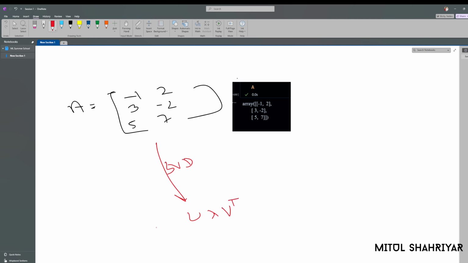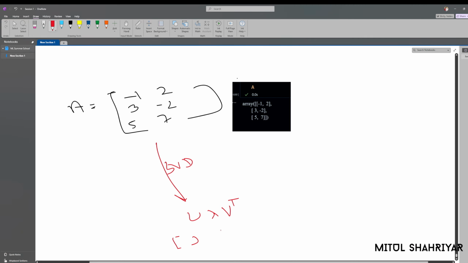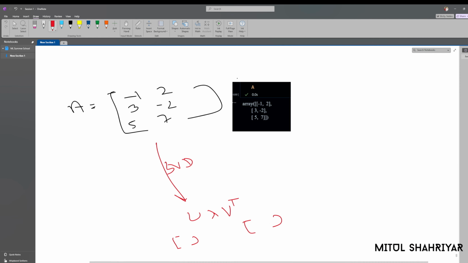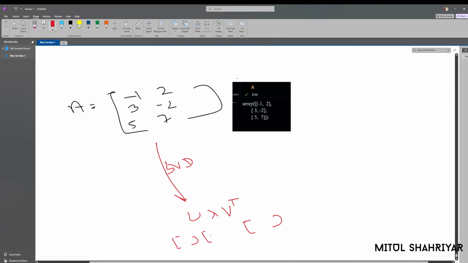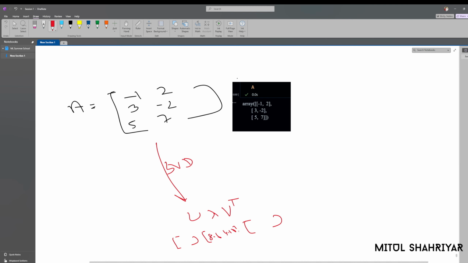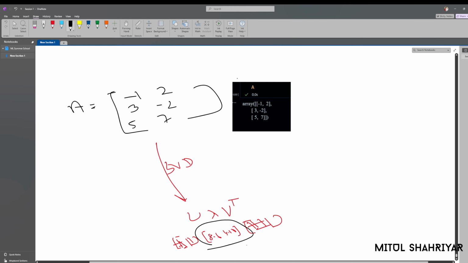Okay, great. So we have U. I am not adding the value of U. We have lambda, some values in lambda, and we have some values in V. Let me check the value for lambda, which is D here, which is 8.6 and 4.10. Now as mentioned, U has lots of rows and lots of columns, but this lambda is just a vector, with 1 row and 2 columns.